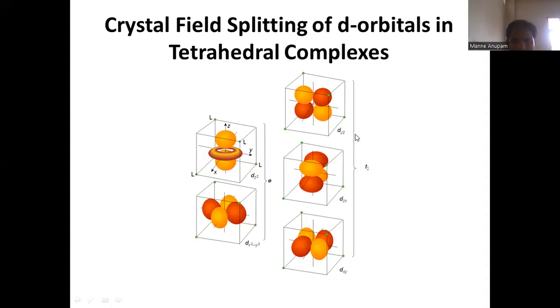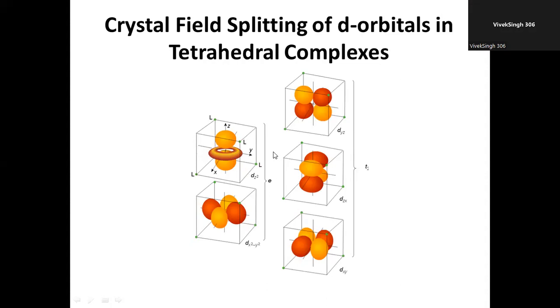Now in the diagram we can see green colored dots. This is one green dot, another green dot, another, and another. In total, four green dots are there. These are four green ligands, and they are coming towards the central metal ion.